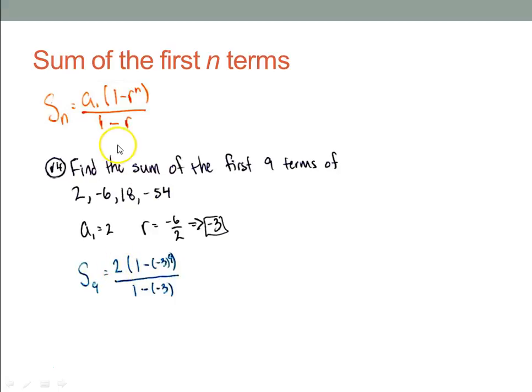Sweet. So I just plug this into our formula to find the sum of the first 9 terms. You see I have 2 as my first term, 1 minus r to the n, which is -3 to the 9th, over 1 minus -3. My calculator does all the work. Ladies and gentlemen, 9,842.